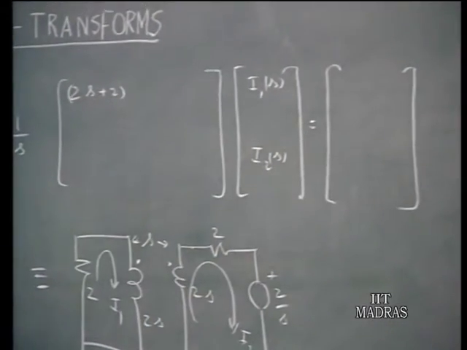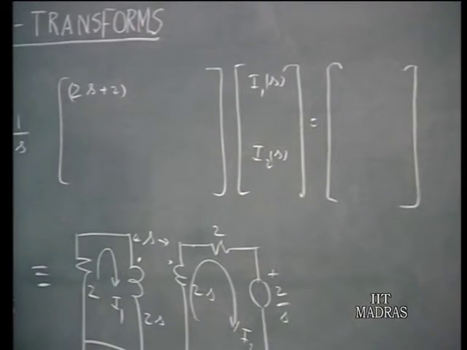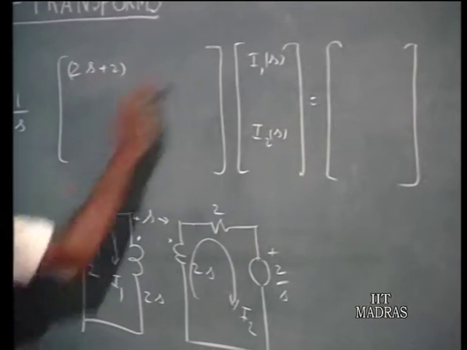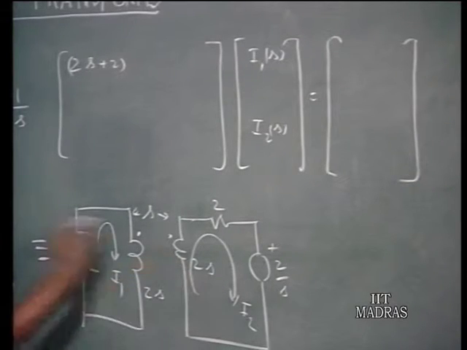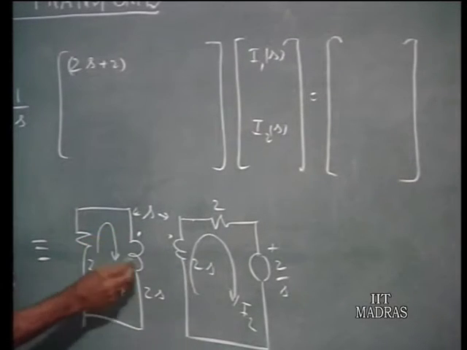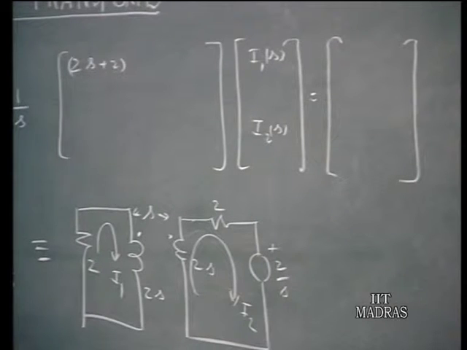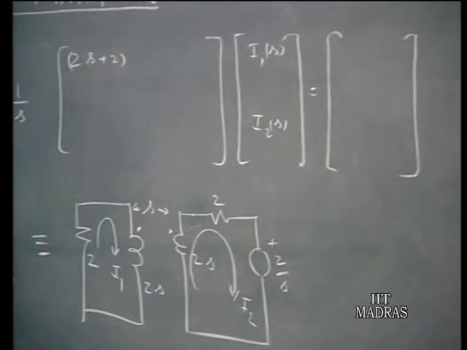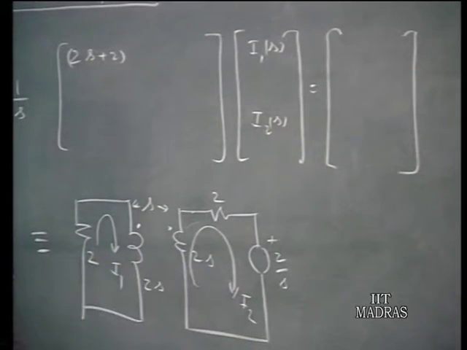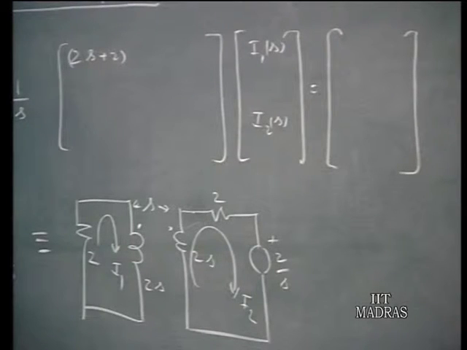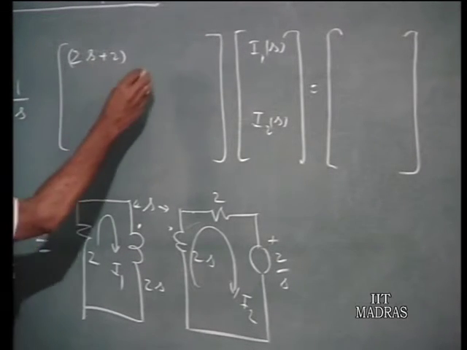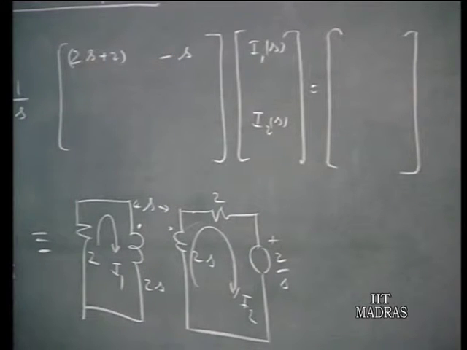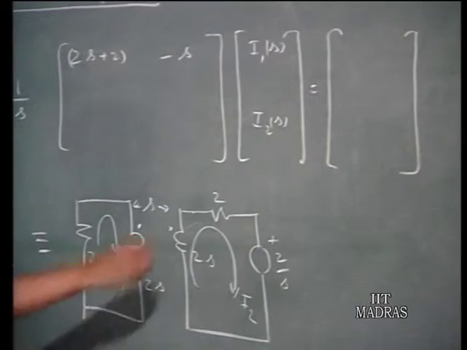Therefore, the first loop equation is 2s plus 2 times I1 of S, and the mutually induced voltage: I1 is entering the dot point and I2 is leaving the dot point. Therefore, the sign of the mutually induced voltage is negative, and the multiplication factor is S because this is the mutual impedance. S times I2 is the magnitude of the mutually induced voltage, but we have to have a negative sign, therefore, minus S times I2 of S, and the total driving voltage in this loop is 0.